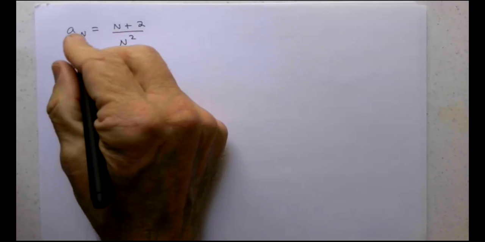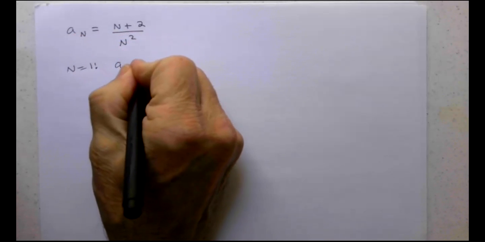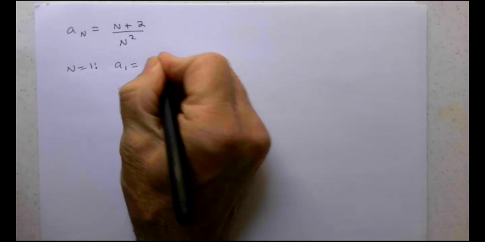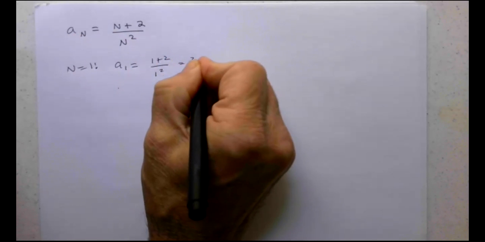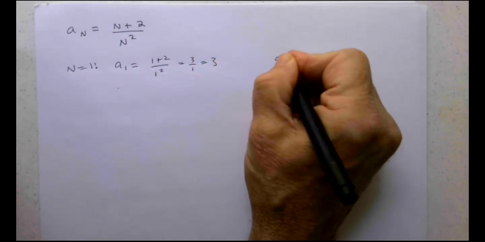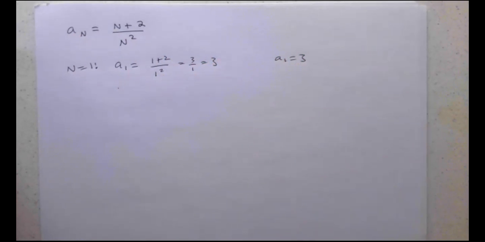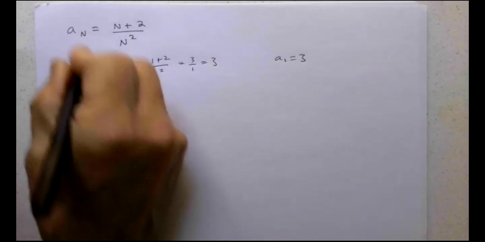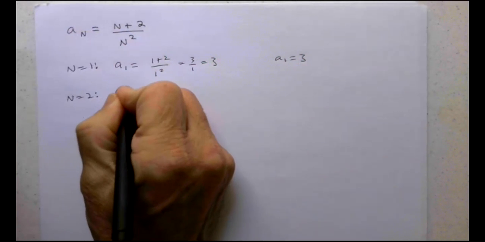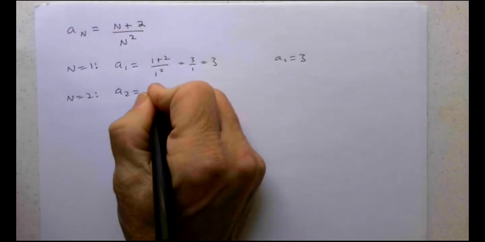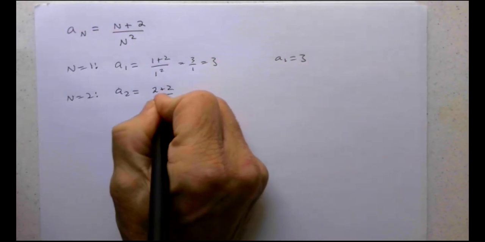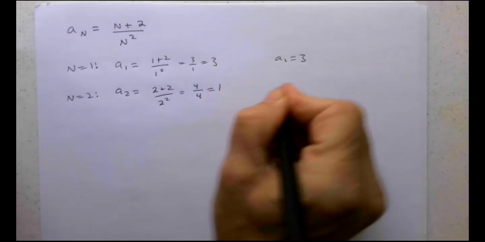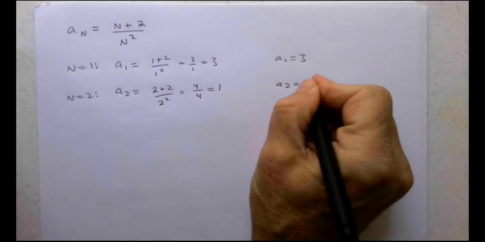So n is 1, a sub 1 equals 1 plus 2 over 1 squared, 3 over 1, which is 3. So we get a sub 1 is 3. Next, we go to n equals 2. So replace that n with 2. a sub 2 is 2 plus 2 over 2 squared, 4 over 4, which is 1. So a sub 2 is 1.